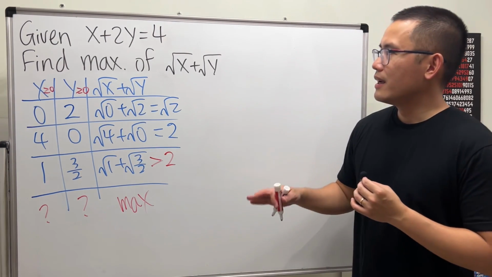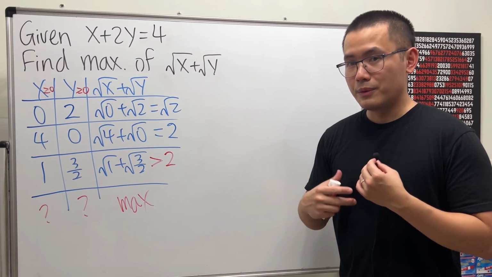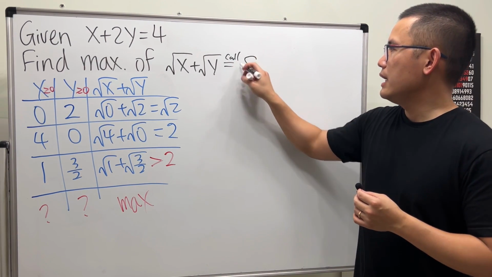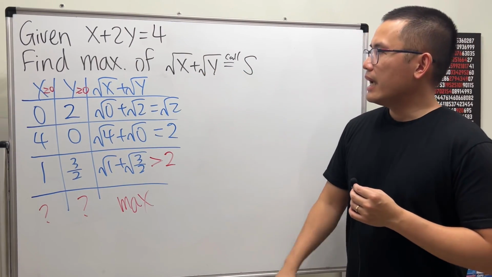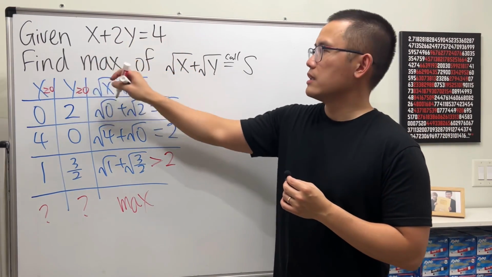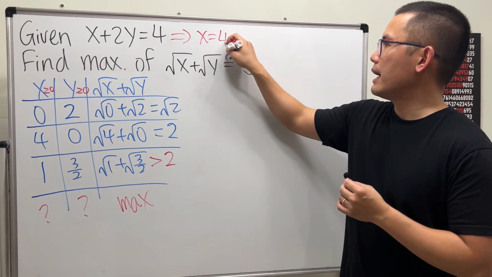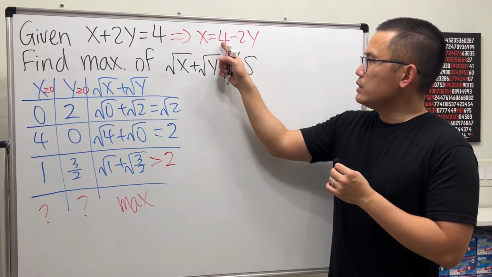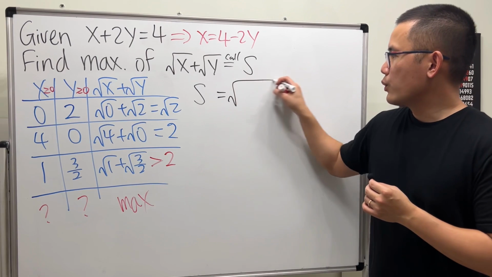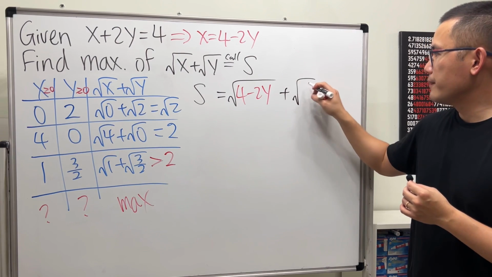So here's the deal. This is the result that we want to get the maximum out of. First, let me just call that s for the sum of the square roots. And then right here, what we can do is just solve for a variable. Let's say solve for x. By moving this to the other side, we get x equals 4 minus 2y. And then we can put this into this x, and then we can say s is equal to square root of 4 minus 2y plus square root of y.